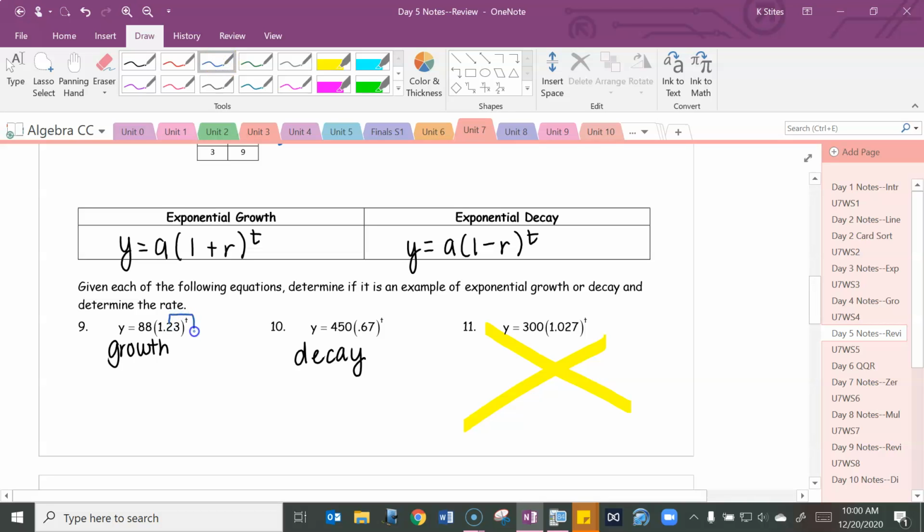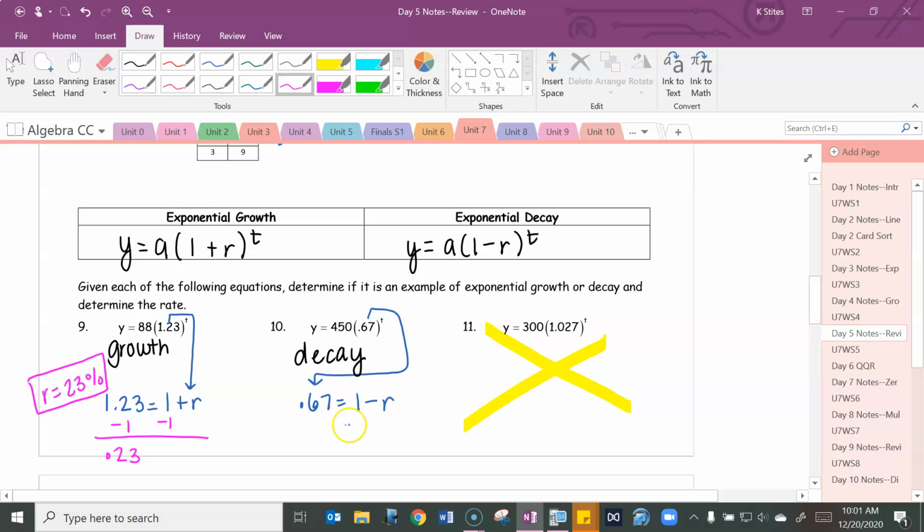So for growth, to figure out r, I'm going to set this number equal to 1 plus r, because growth is plus, and for decay, I'm going to set this number equal to 1 minus r, because for decay we subtract. So to solve for r, I just subtract 1 on each side, and I'll get 0.23. We do want to write it as 23% though.